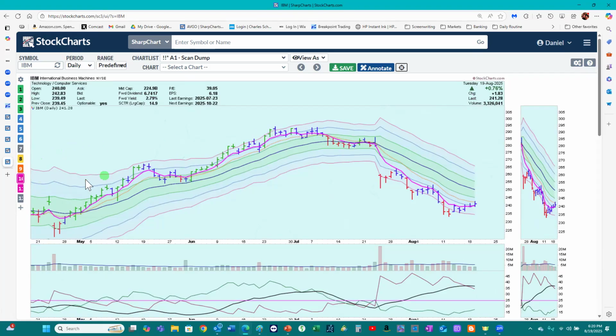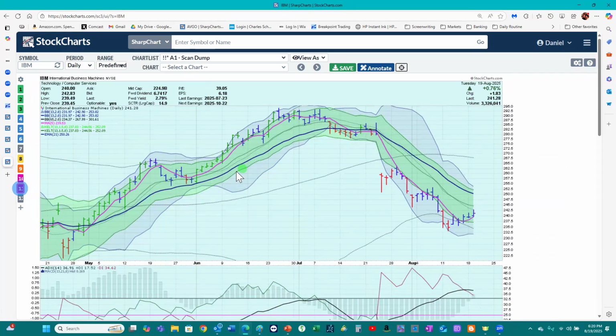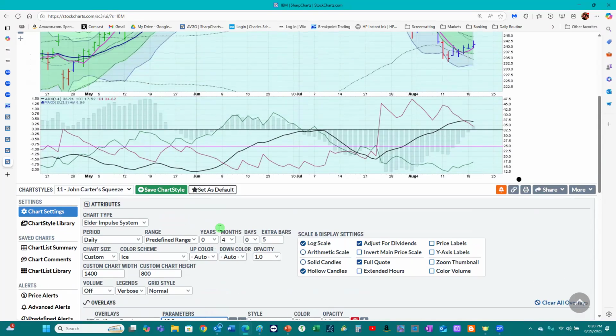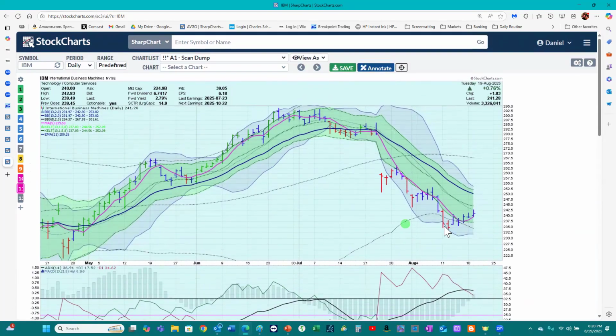So what John Carter does is he puts them both together, and he says, if the Bollinger Band, in this case, the Bollinger Band is a 13, 2, so it's 2 standard deviations with a 13 period. I also have the 65, 2 in here as well, again, just to see where potentially it could go to. So the 65 is the gray area. So you can see right here, when it went down, that's right where it went to.